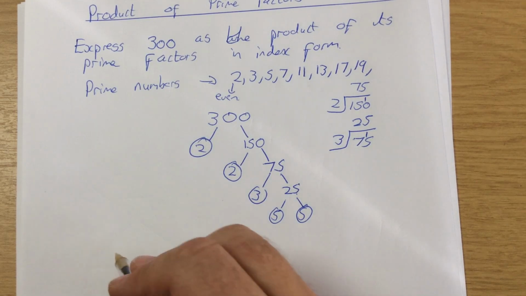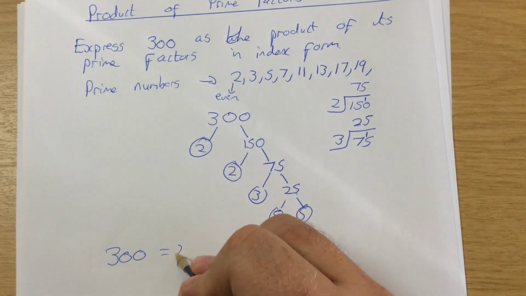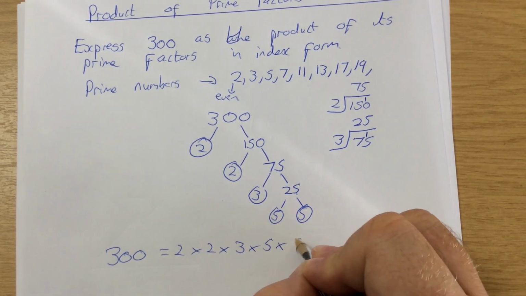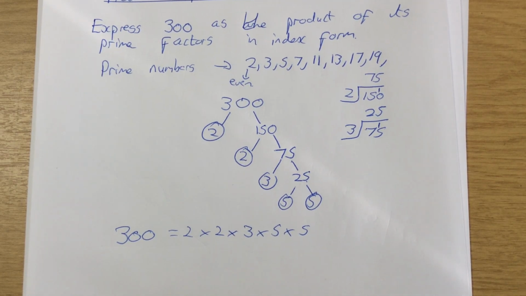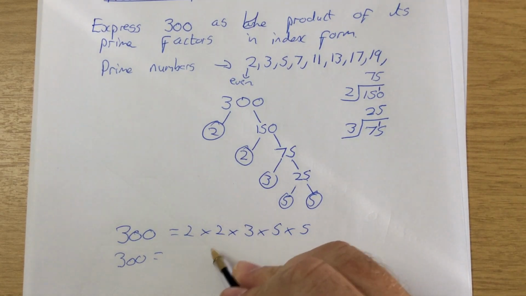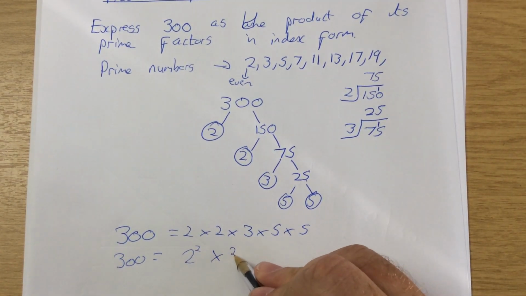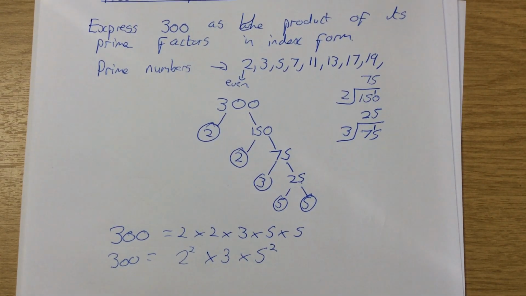So my answer then, I write 300, all these little circles next to each other. So 2 times 2 times 3 times 5 times 5. And then in index form, if you remember how to write index form, I got 2 2s, so I write it 2 to the 2. I got 1 3, and I got 2 5s. And that's expressing the product of its prime factors in index form.